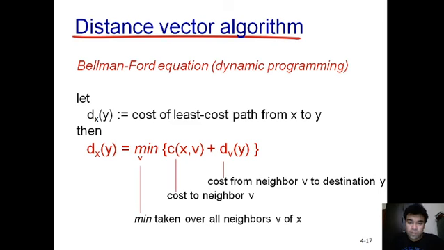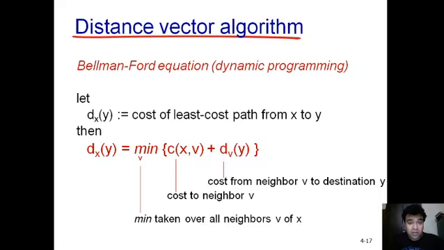Hello and welcome to the course of Computer Network Part 2. Today we are going to discuss one of the intra-domain routing protocols, which is used for providing routing inside an autonomous system. That protocol is called distance vector.